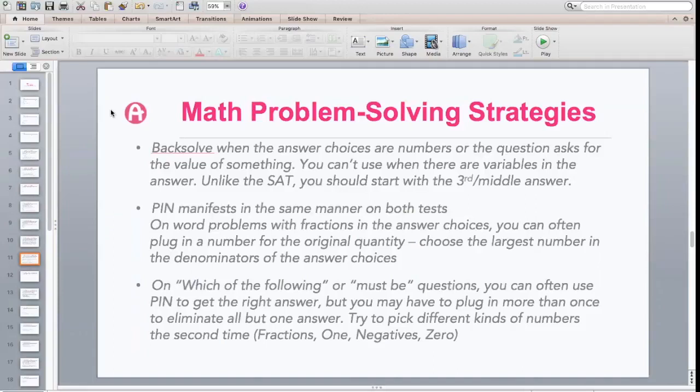And if you see questions that have "which of the following" or "something must be," you can often use PIN to get the right answer, but you'll typically have to plug in more than once. And just as a reminder, when you do have to do PIN more than once, you want to try different numbers. And by different, that means either fractions, 1, negatives, or 0.